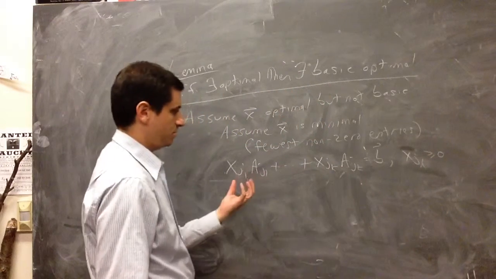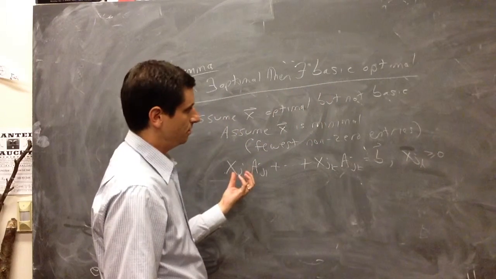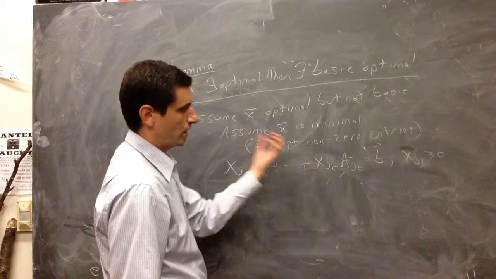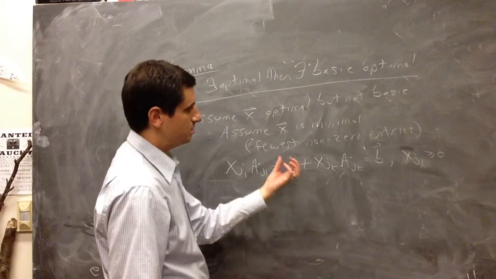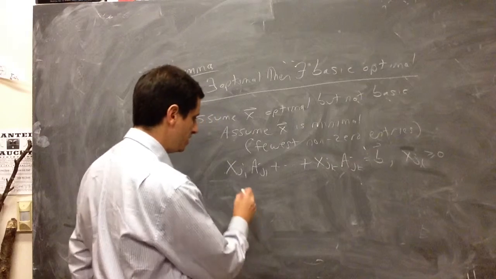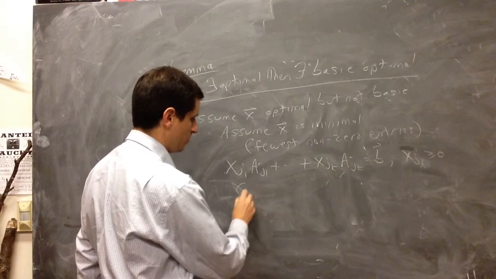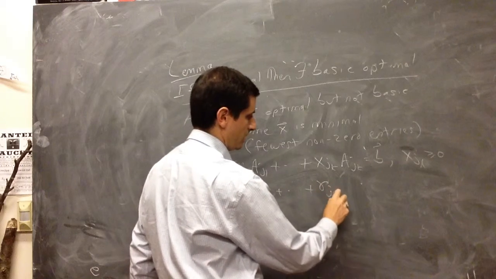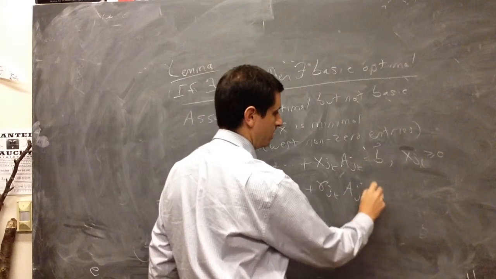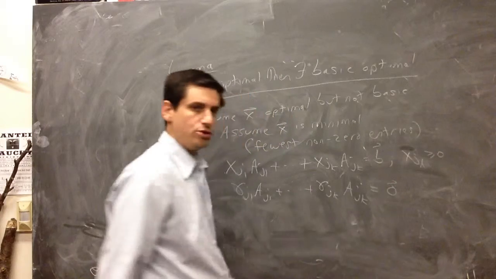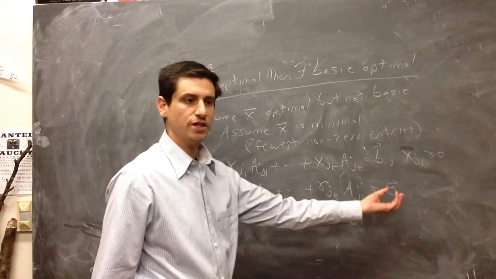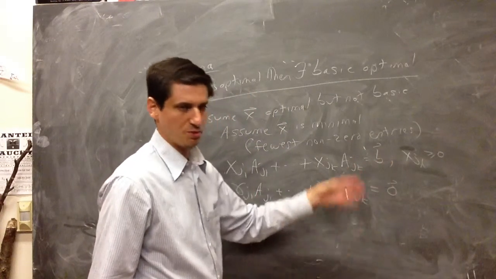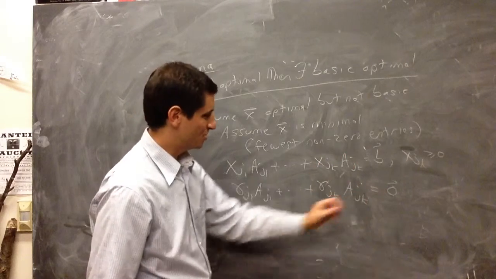That's what it means for x to be feasible. Now we want to show what happens because it's not basic. Because it's not basic, the columns are linearly dependent, so we can find some numbers gamma j1 through gamma jk such that that linear combination is equal to 0. And we talked at length about why this is the 0 vector and not the 0 number. I'll just leave it like that.